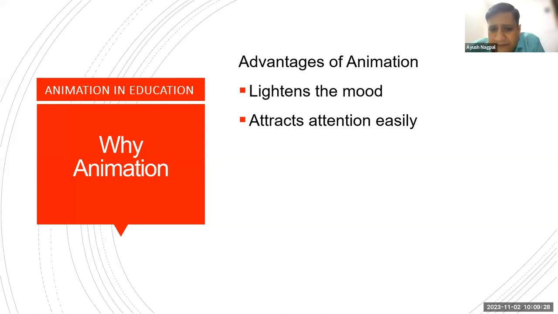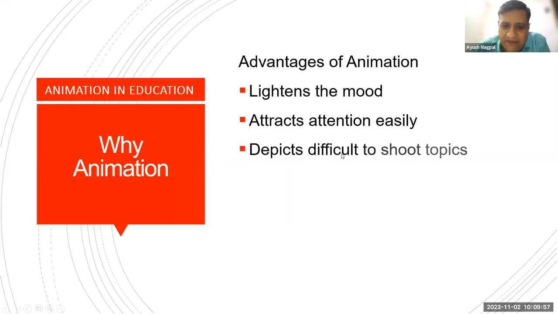Why is that so? Why does it attract attention very easily? I think it is so because it allows us to show kind of impossible things, flying elephants and purple cows and yellow skies, anything we can show. So when we see something which is not usually seen, it just gets us to take notice of it.